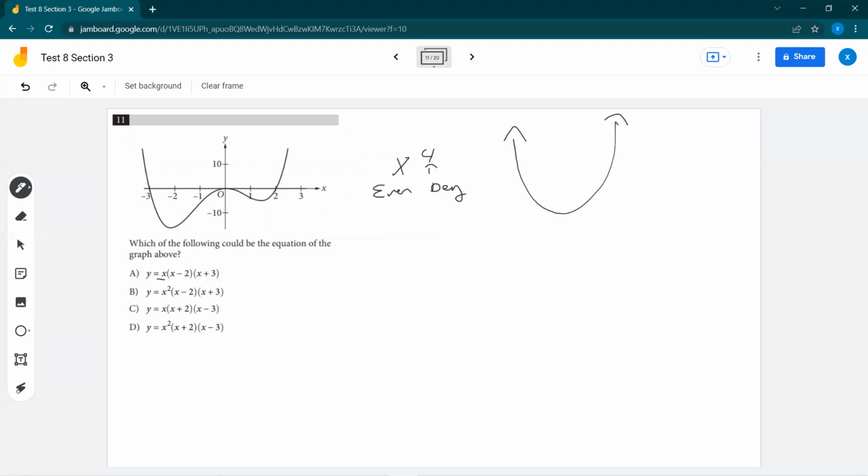So looking at the total number of x's, like in A, for example, this is x times x times x, that's only x cubed. So that's not an answer. So we can eliminate that. Same thing with C. X times x times x, that's only x cubed. So we can eliminate that as an answer. So now we're left between B and D, right? Since right off the bat, we can eliminate those.